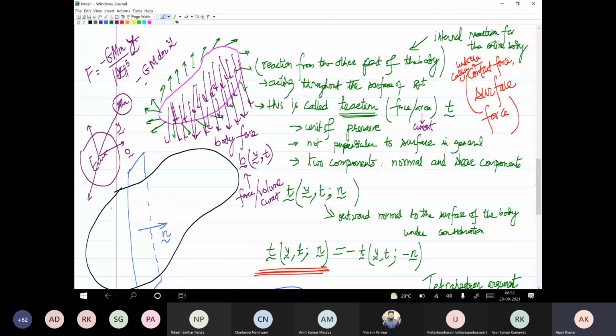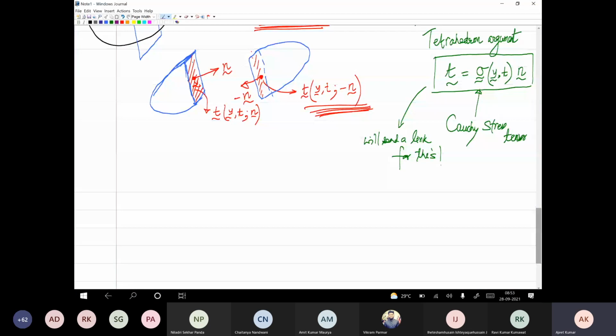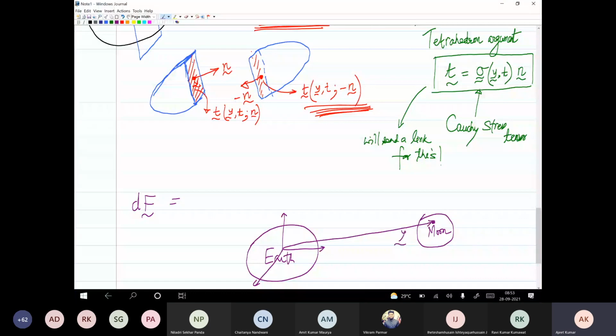We just saw the small force dF, for example. So you have this Earth and Moon, and supposing here is the origin, and any point is y, and think of a small particle here. Then dF can be written as minus GM dm over magnitude of y cube into y, and then dm can also be written as rho y over y cube dV.